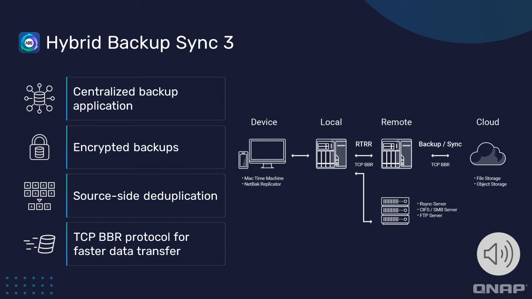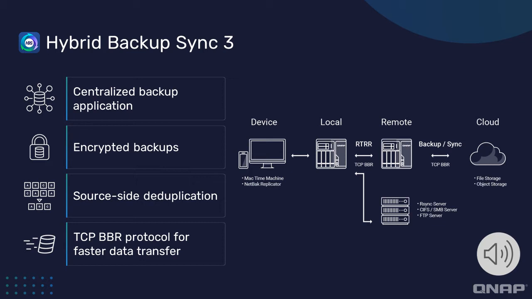Hybrid Backup Sync 3 supports encrypted backups to keep your data secure no matter what server it's kept on, as well as source-side deduplication to minimize cloud storage overhead and conserve bandwidth, enabling quicker backups, quicker restoration, and lower cloud storage costs. Additionally, Hybrid Backup Sync 3 supports the TCP/BBR protocol, which makes quicker data transfers across the internet, especially when traveling a long distance to reach the destination server.